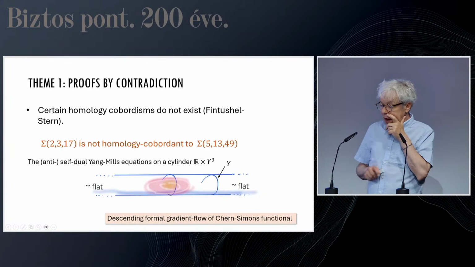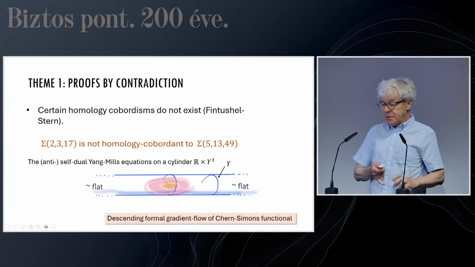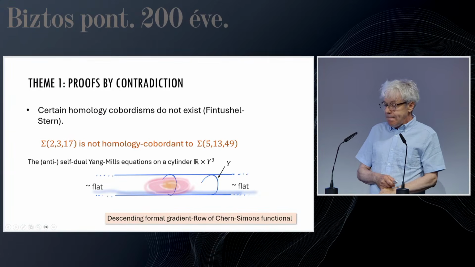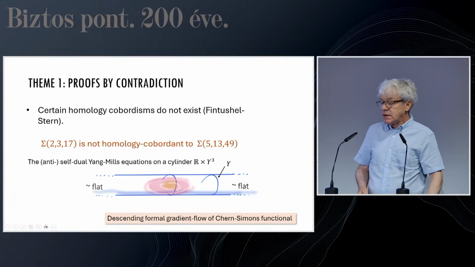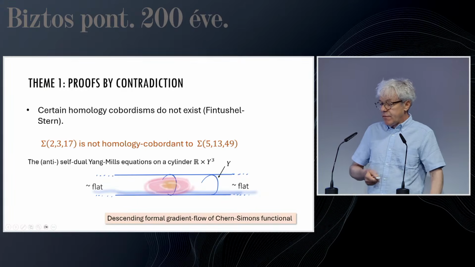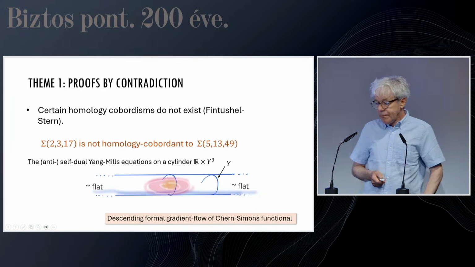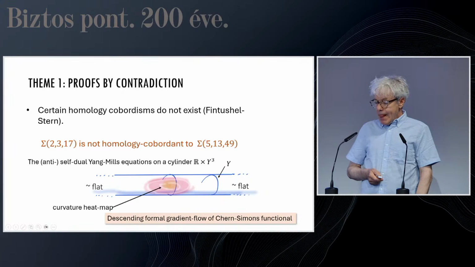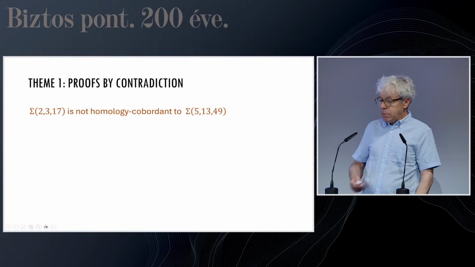It's an important fact, not particularly relevant in my exposition, that this is the descending gradient flow equation for a functional on Y itself, thinking of the R coordinate as time. The functional there being the Chern-Simons functional. So that's sort of a curvature heat map, that blob.